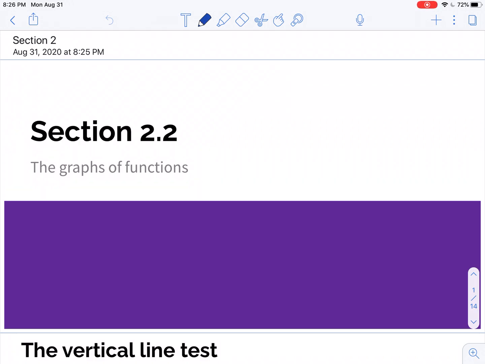Okay, so these are the section 2.2 notes, and we're going to be looking at the graphs of functions. This is just going to go into some more detail on functions in general. We're going to be looking at how we can get a lot of information about a function just from the graph, and we're also going to look at how we can figure out some information about the function using the equation as well.